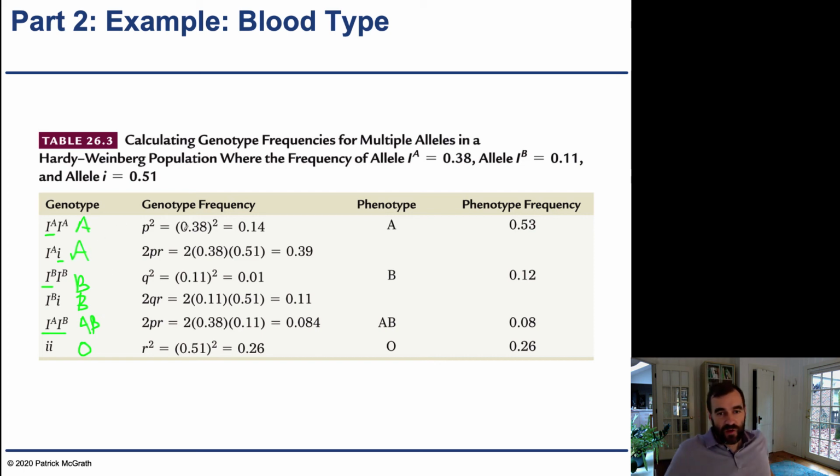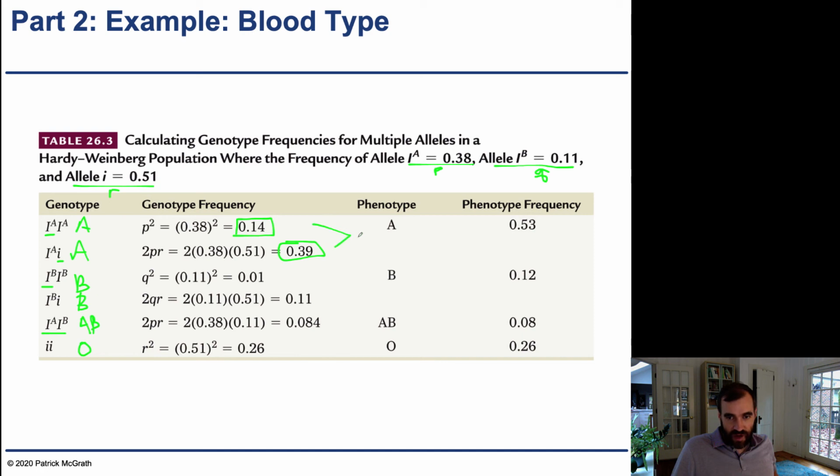And so we can use Hardy-Weinberg to predict the genotype frequencies if we were given the allele frequencies. This data right here is where we're given the allele frequencies. Just as a reminder, this is p, this is q, and this is r. And so the IA IA is p squared, and 0.14 is how many individuals we expect to be homozygous. The heterozygote is 2pr, and these are the number of individuals that we expect to be heterozygote.